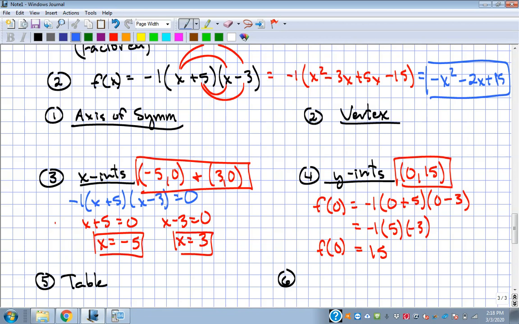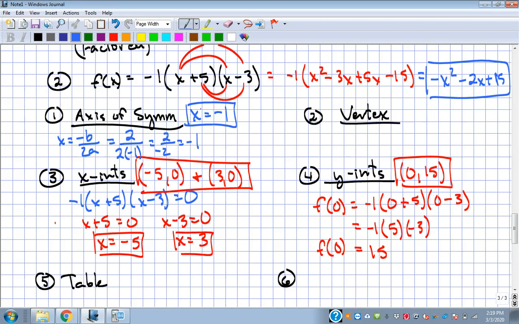Now that I've got it in standard form, I can use the shortcut or the formula for axis of symmetry. Remember, which was x equals -b over 2a. So -b would be 2 over 2 times -1. That'd be 2 over -2, which is -1. The axis of symmetry would be x equals -1.